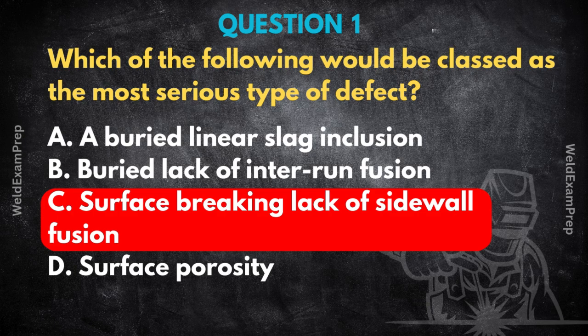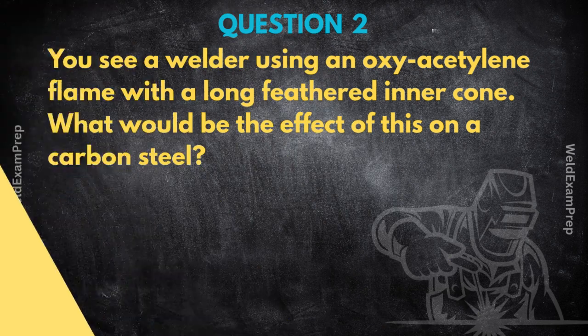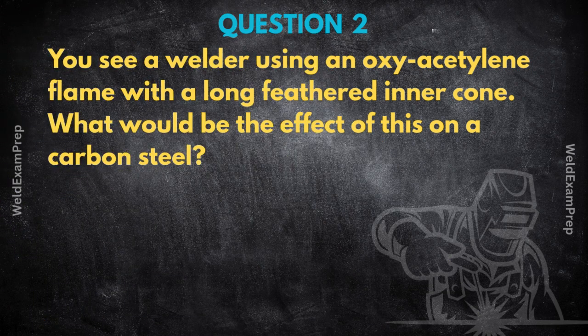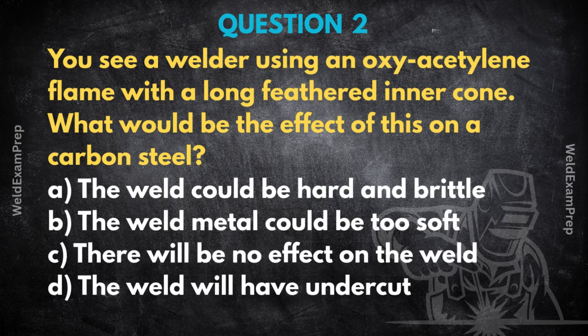Okay, clear. Let's move to the next one. This shifts focus a bit to the process itself. You see a welder using an oxy-acetylene flame with a long feathered inner cone. What would be the effect of this on a carbon steel? The flame reading question. Good one. Your options: A, the weld could be hard and brittle. B, the weld metal could be too soft. C, there will be no effect. Or D, the weld will have undercut.